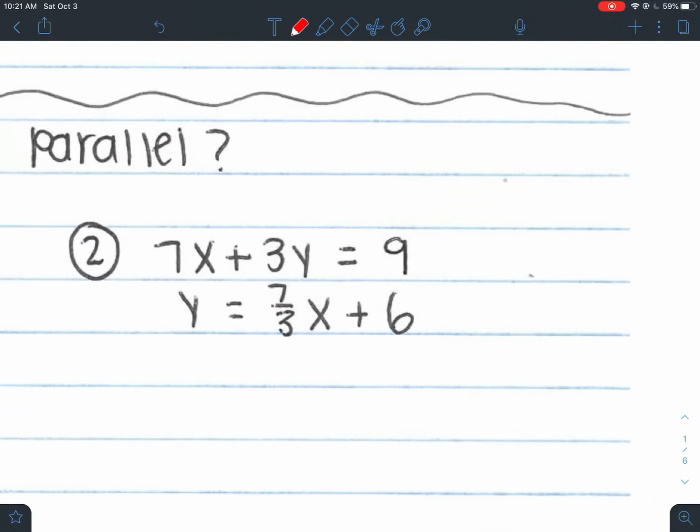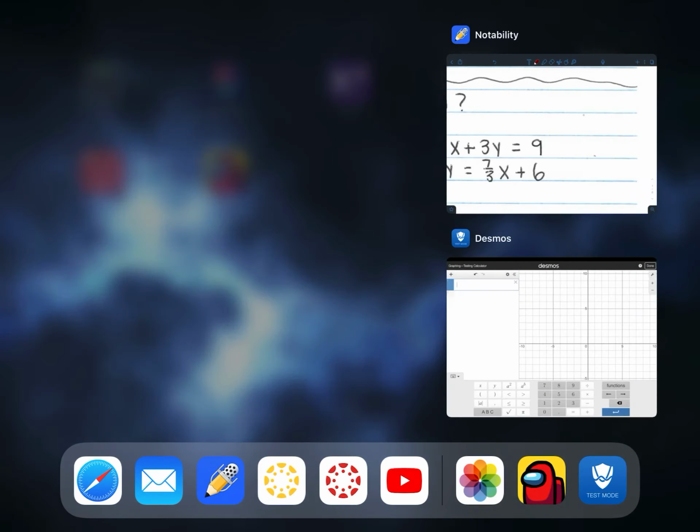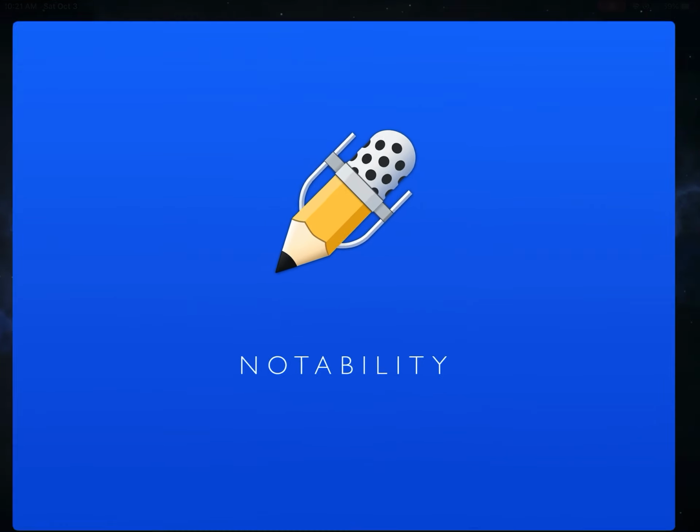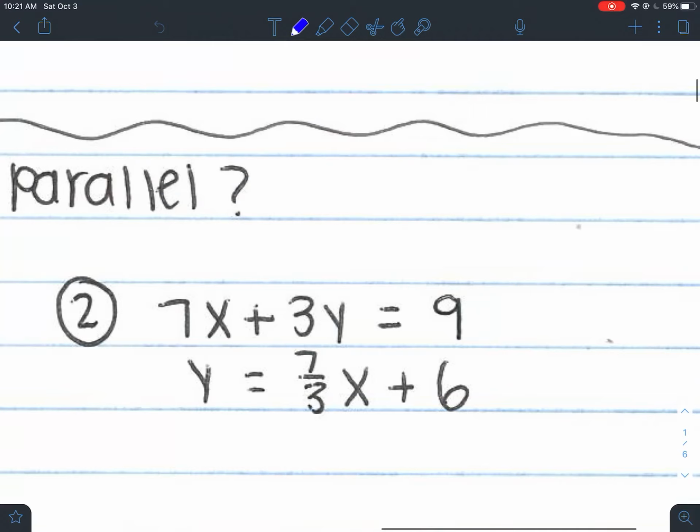Now, in order to determine if two lines are parallel, what do they need to have that is exactly the same? Oops, my Notability just crashed. What do two lines need to have that are exactly the same in order for them to be parallel? They must have the same slope.